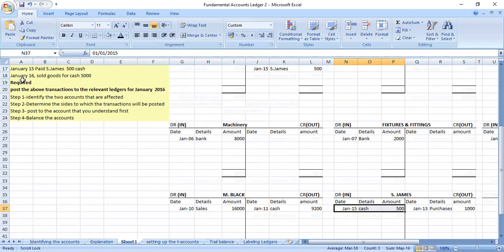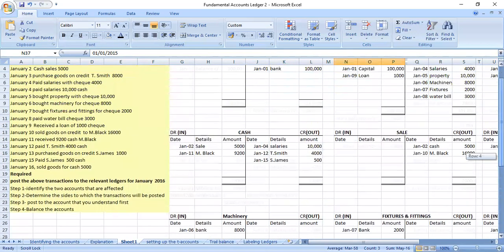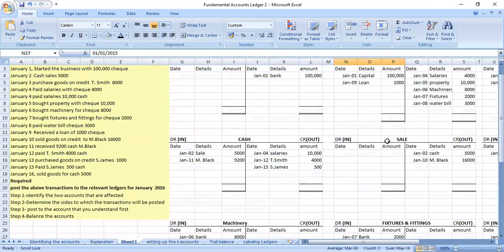And our final transaction says January 16, sold goods for cash, $5,000. The two accounts affected are sales and cash. All right. So let us find those accounts. So here we have our sales account. Since we sold goods for cash, it means that the goods are going out. And our recording is January 16, cash, and it's $5,000. It simply means that we sold $5,000 worth of goods for cash.